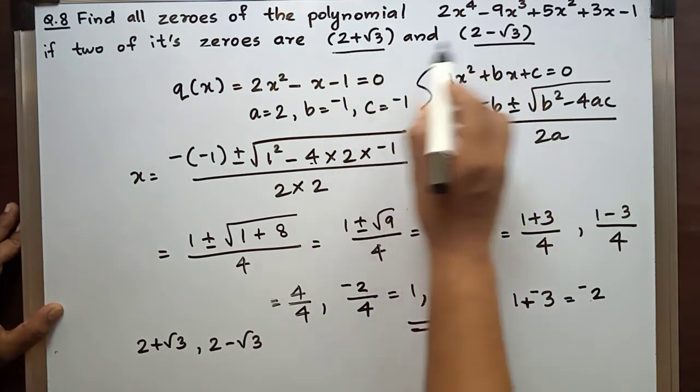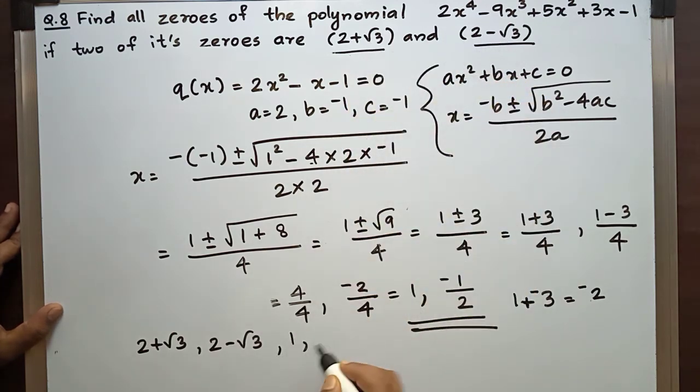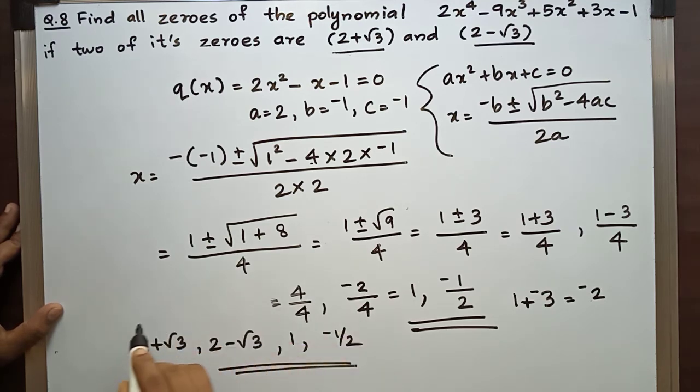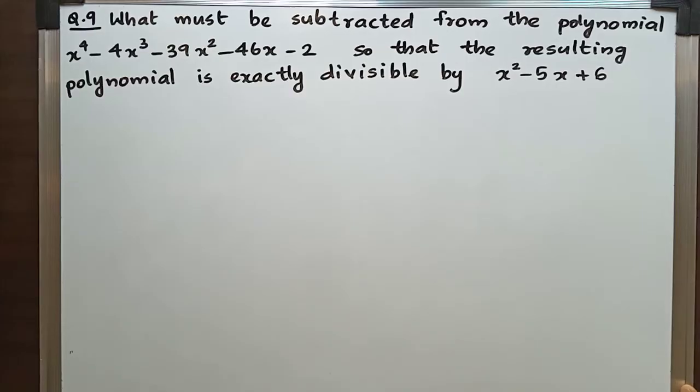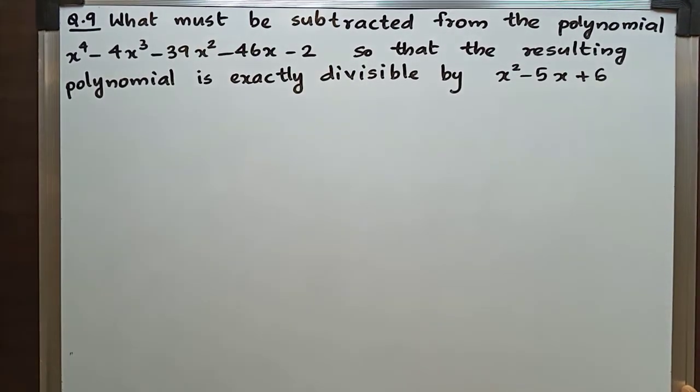See, these two are given in the question itself. Then 1 and minus 1 by 2. These four are the zeros of this polynomial. This is the last question of this video.